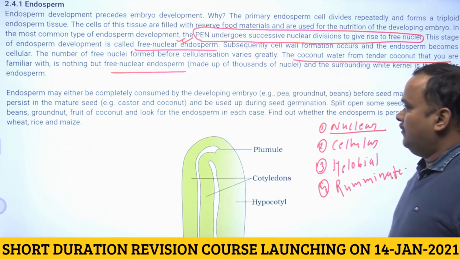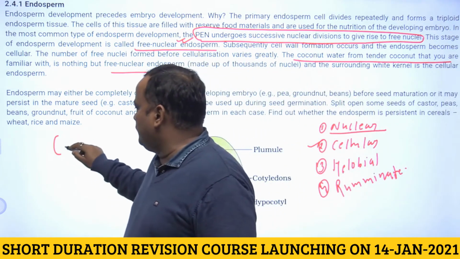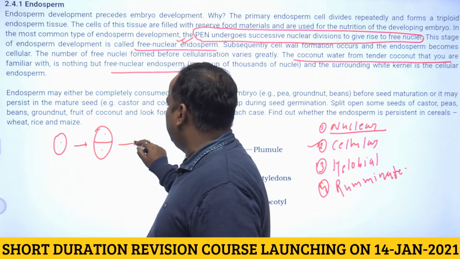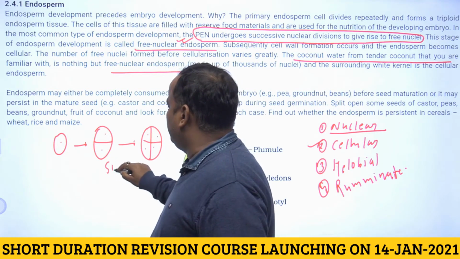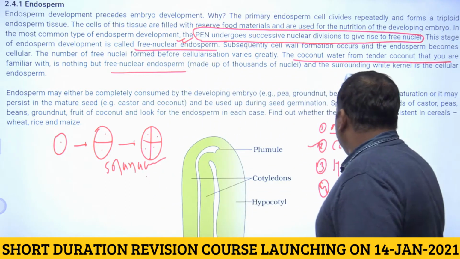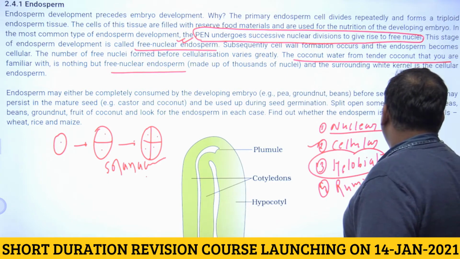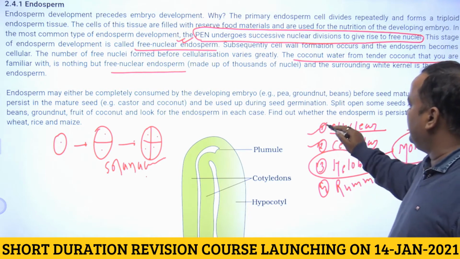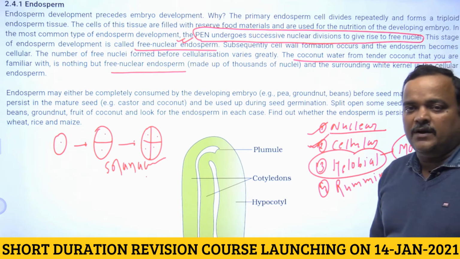Now, second is cellular. In case of cellular, what happens? Every nuclear division or every karyokinesis is followed by cytokinesis. This type of development is observed in Solanaceae. In case of helobial endosperm, which is observed in monocots, part of the endosperm is nuclear and part of the endosperm is cellular.